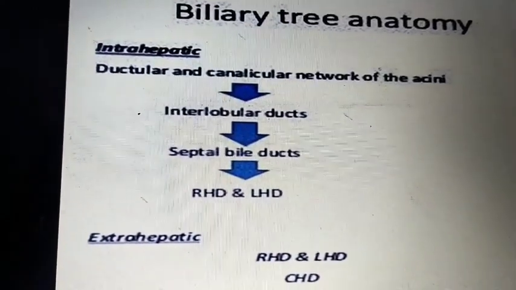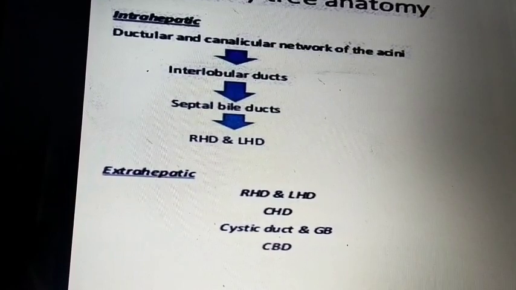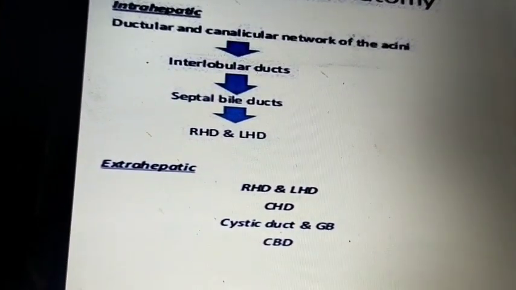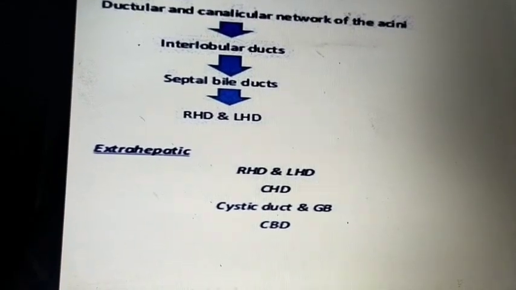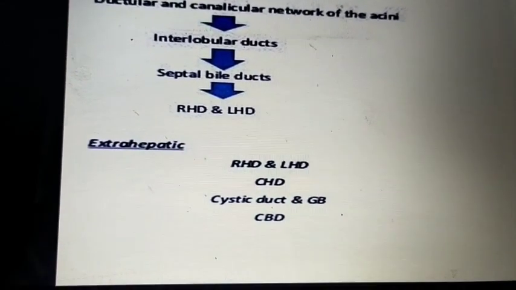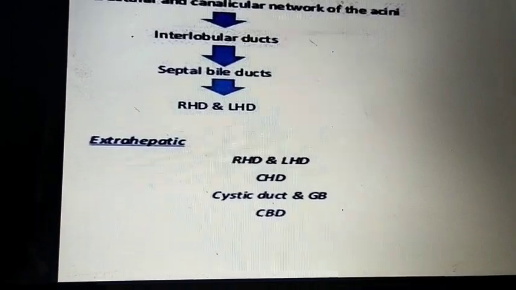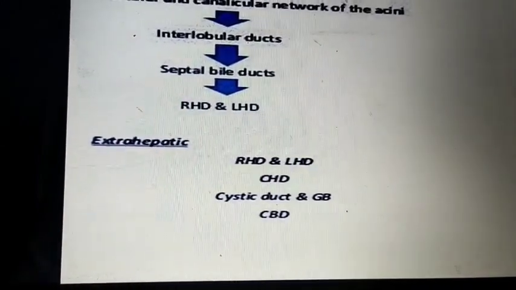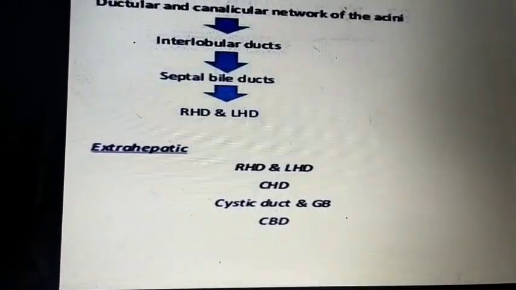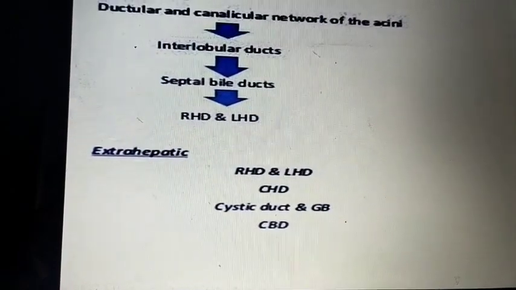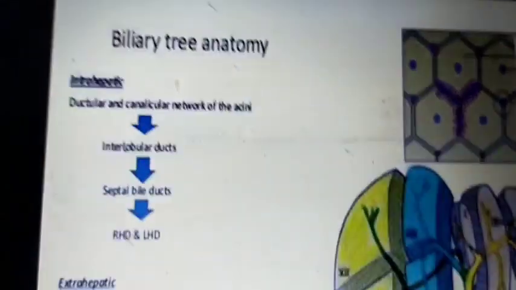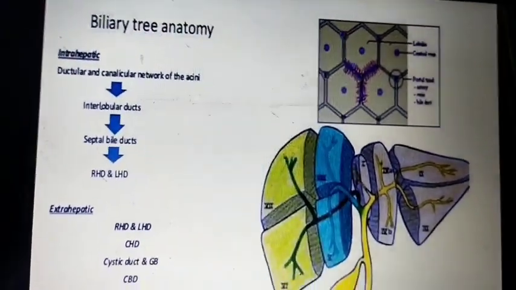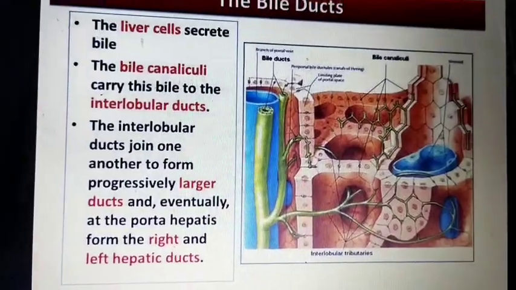And extrahepatic, in that extra means below the hepatic, or after the hepatic, or outside the hepatic, or outside the liver. Extrahepatic includes the right hepatic duct, left hepatic duct, common hepatic duct, cystic duct, gallbladder, and common bile duct. Okay, like that it forms. Go for the next slide.